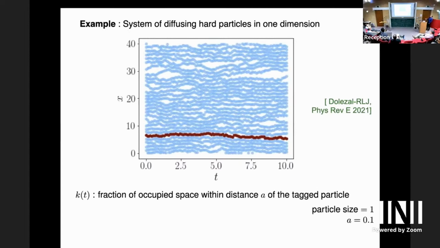And then we define our observable quantity k to be the fraction of occupied space within the distance a of the tagged particle. So basically, k is large if the neighbors of the tagged particle are close to it, and it's small if the neighbors are at least the distance a away. And the particle size is going to be 1, and the distance a is going to be 0.1. So they don't have to be very far away before k is 0. And then you just make the time integral of k. And then you say, well, what's the probability distribution of this thing?